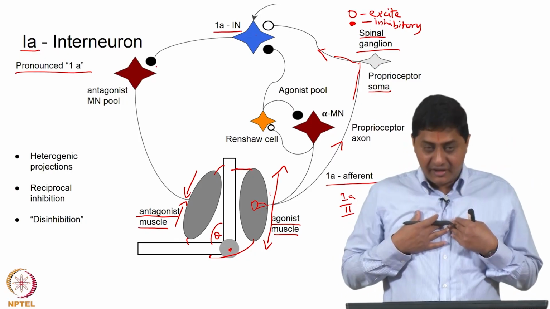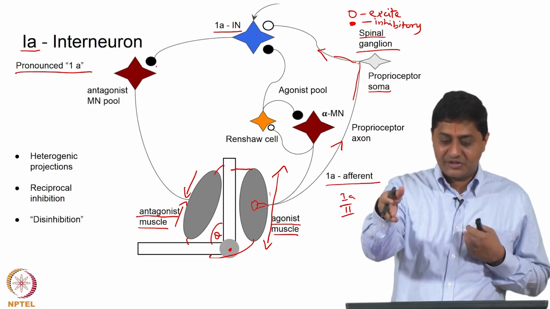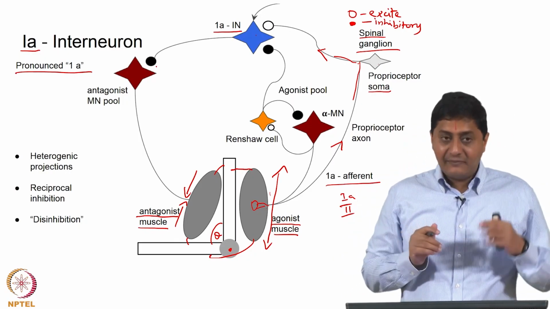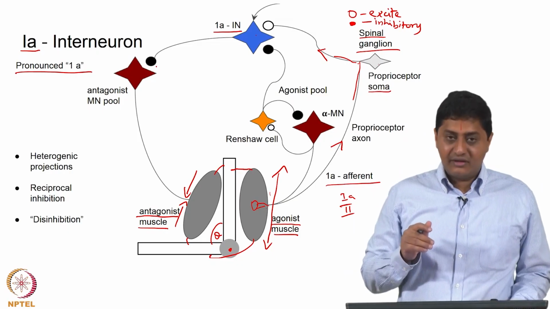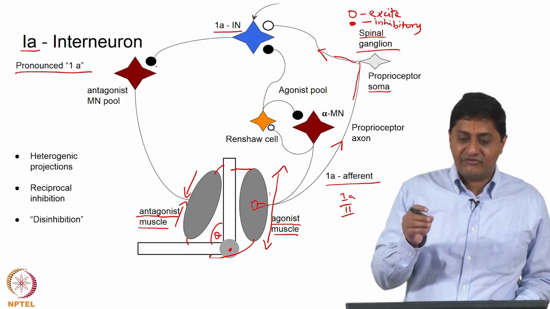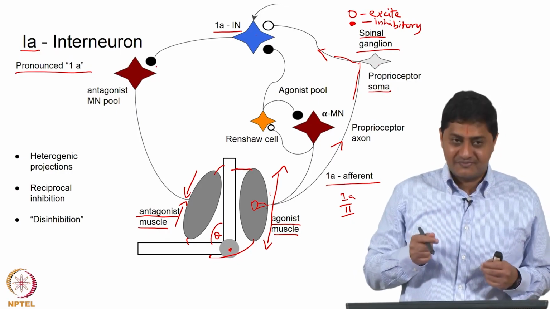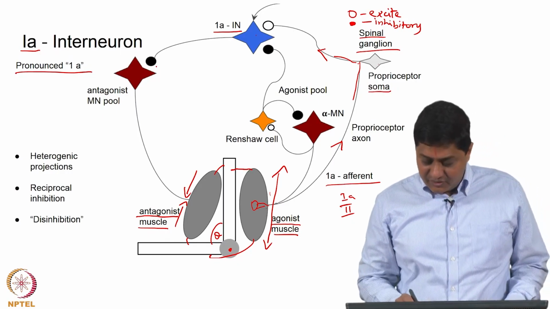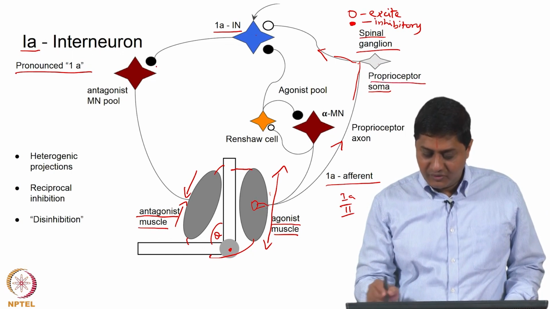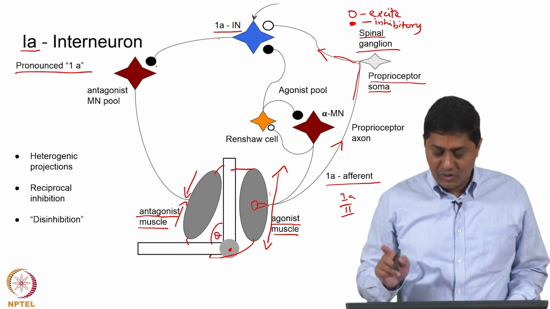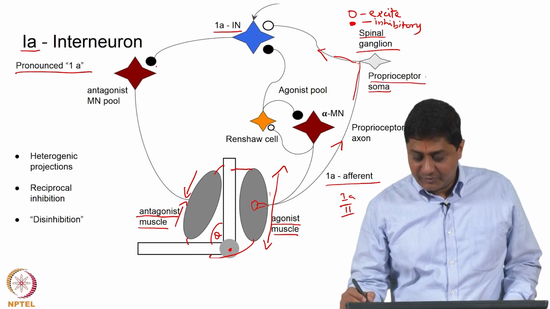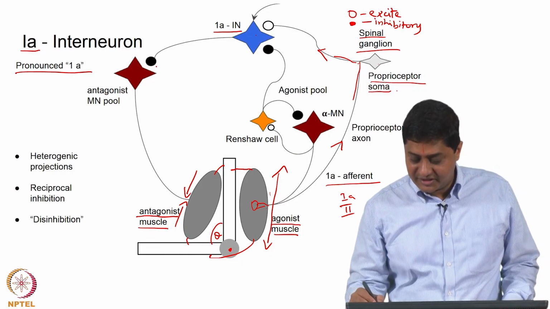Let us assume I am the agonist muscle, somebody is pulling me, the antagonist muscle is pulling me, and I am trying to minimize the amount of that antagonist activation, so I will not be pulled too much. So, that information goes via the proprioceptor neuron through the 1A interneuron. Note, the information from the proprioceptor neuron is always excitatory.